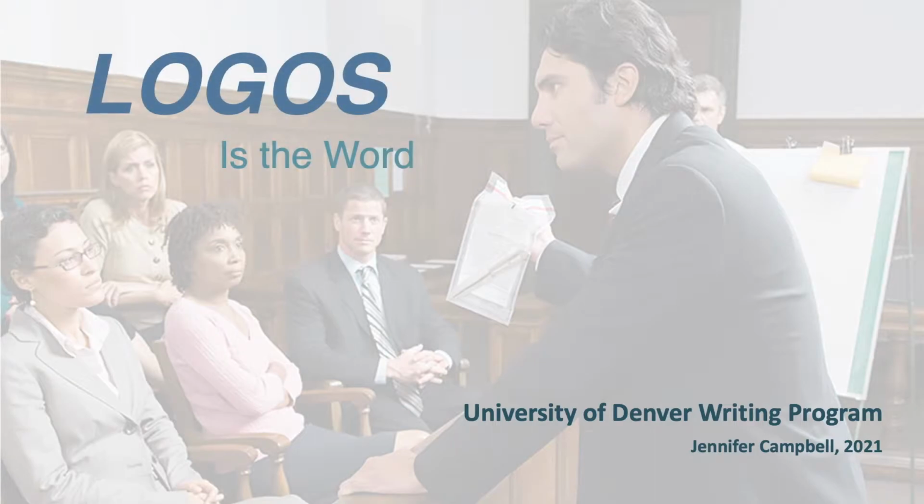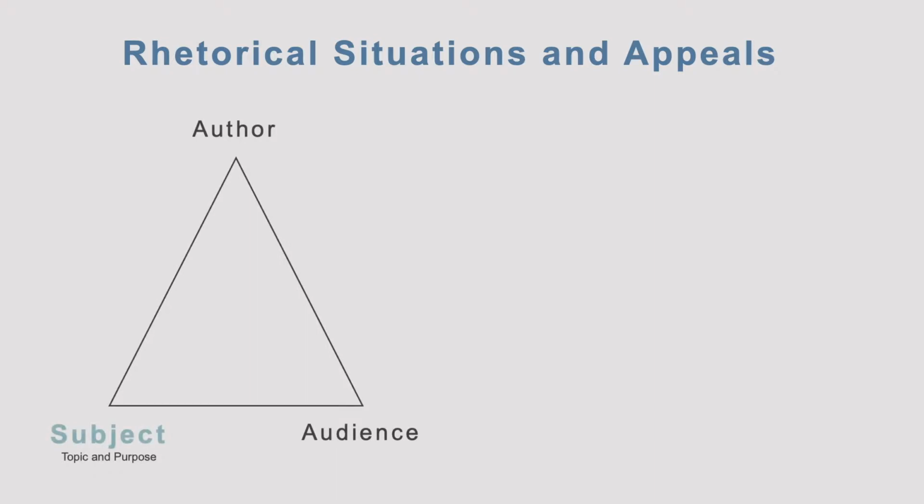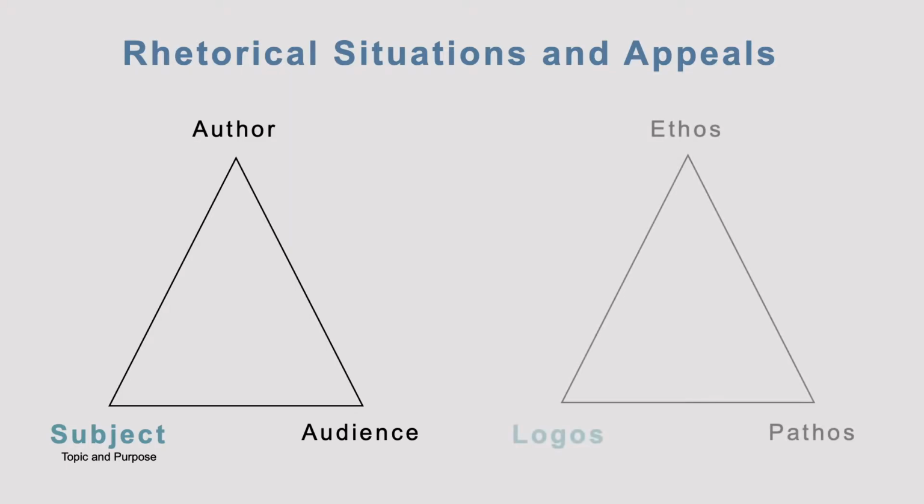In this video, I'm going to be telling you a little bit about the rhetorical appeal of logos and some of the ways writers and speakers make logical appeals. The rhetorical triangle shows us that all communication is made up of an author speaking to a specific audience about a particular subject. When we look at the classical rhetorical appeals of ethos, pathos, and logos, you see that logos is associated with that subject, the topic or substance of the argument.